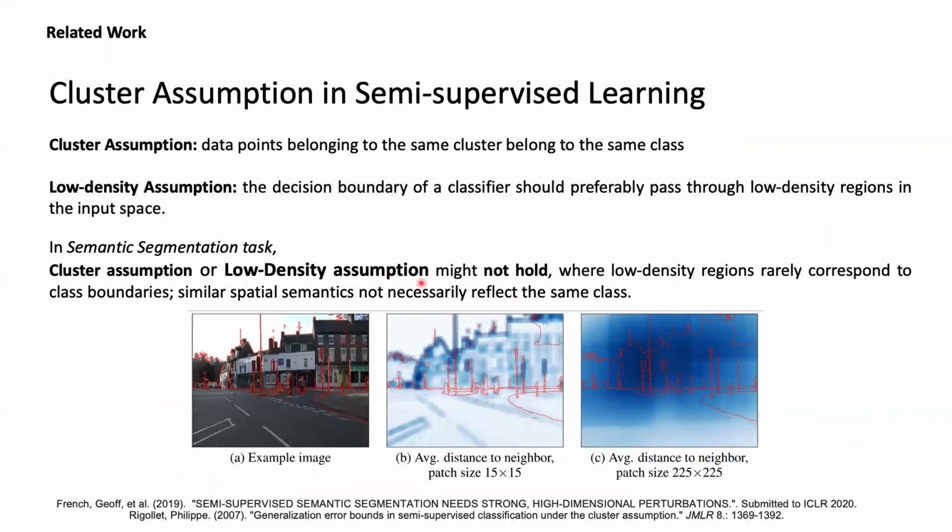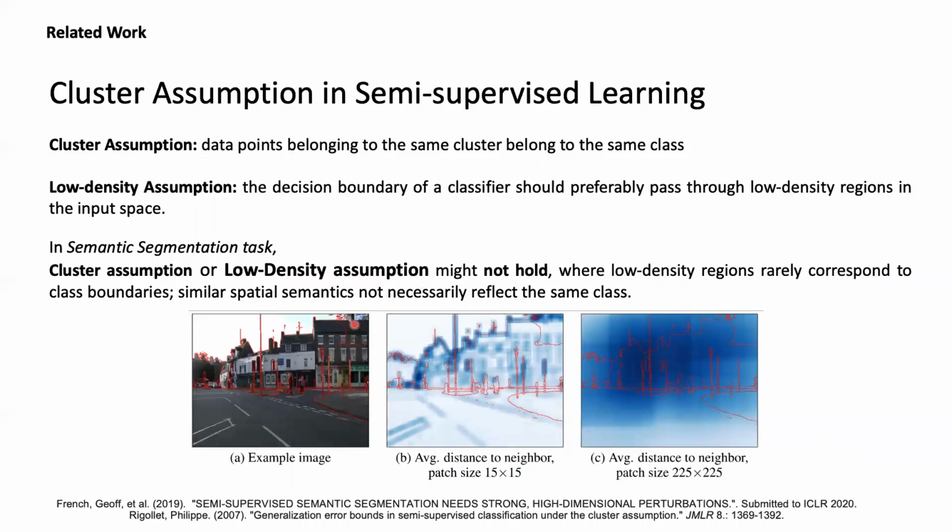There are several assumptions in semi-supervised learning, and the effectiveness of consistency training depends heavily on the behavior of data distribution, which is related to cluster assumption here. Cluster assumption states that decision surfaces should lie in low-density regions, not crossing high-density regions. As semantic segmentation is a pixel-wise classification problem, cluster assumption may not hold with most of the pixels. That is, similar spatial semantics not necessarily reflects the same class.